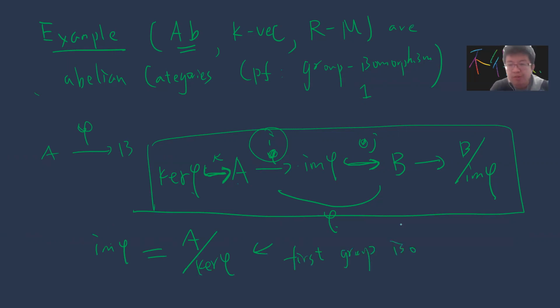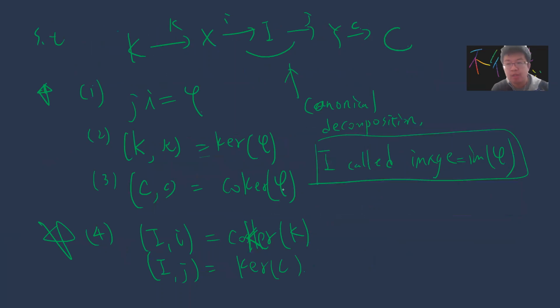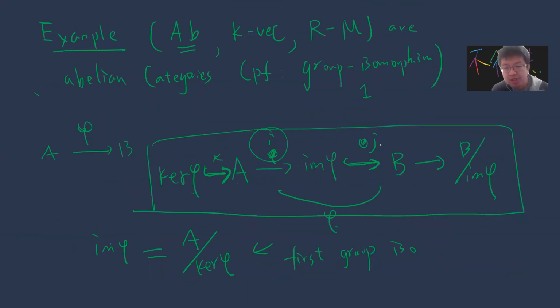If you know the first group isomorphism theorem that you just proved, and you spell it out, then you are just saying this. What it says is that this map is actually the co-kernel of the kernel, and this map, this ij, is the kernel of the co-kernel. So this is the co-kernel of the kernel, and this is the kernel of the co-kernel. Crazy.